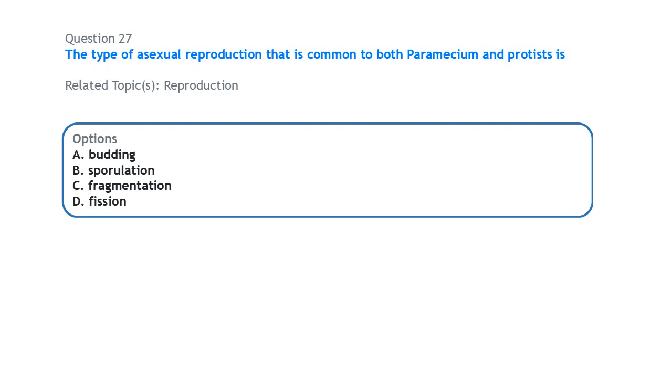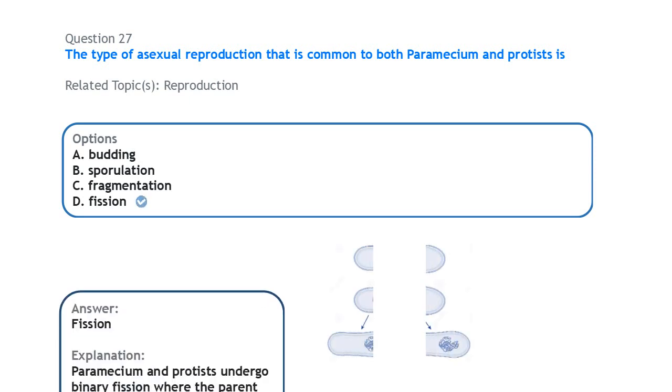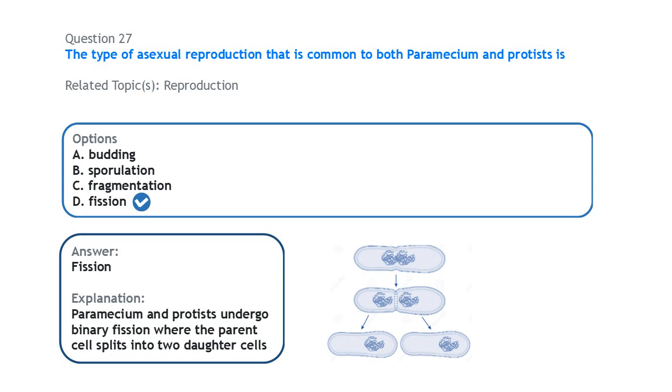Next, on reproduction. The type of asexual reproduction that is common to both paramecium and protists is fission, binary fission. Okay, so paramecium and protists, they undergo what we call binary fission, where a parent cell is going to split into two daughter cells.